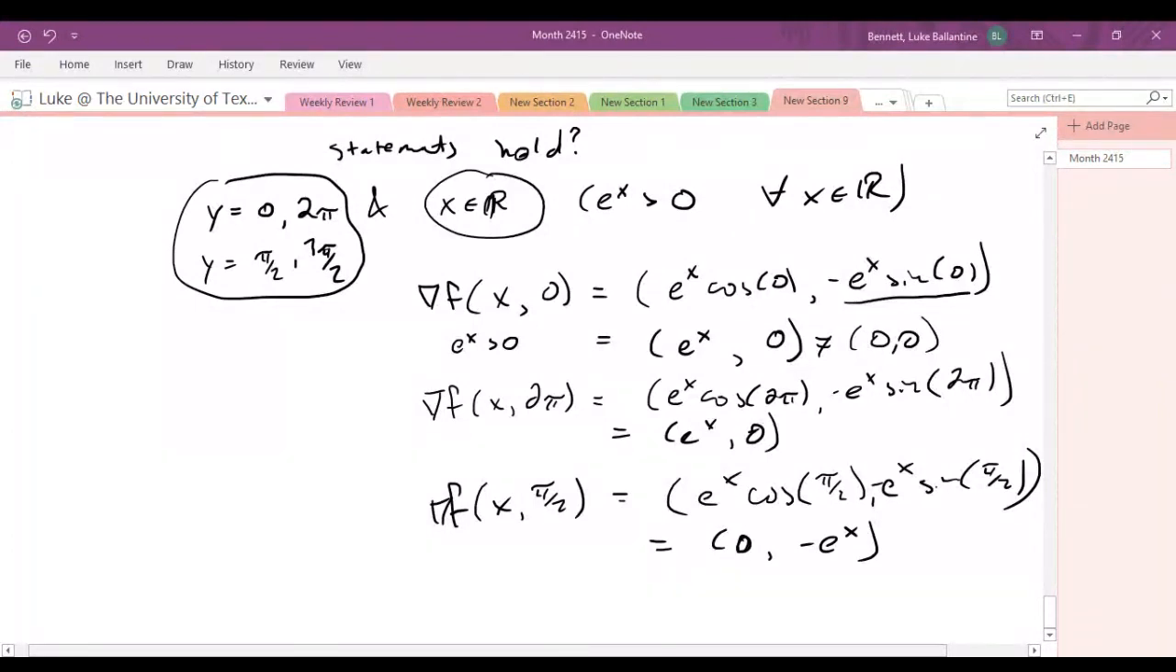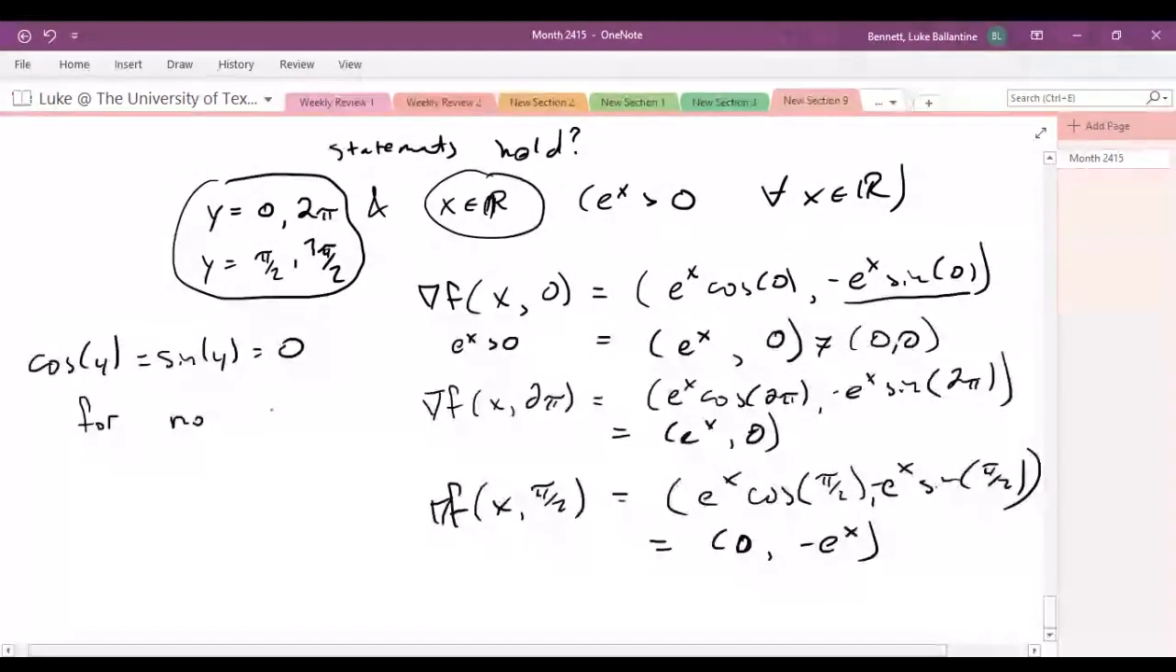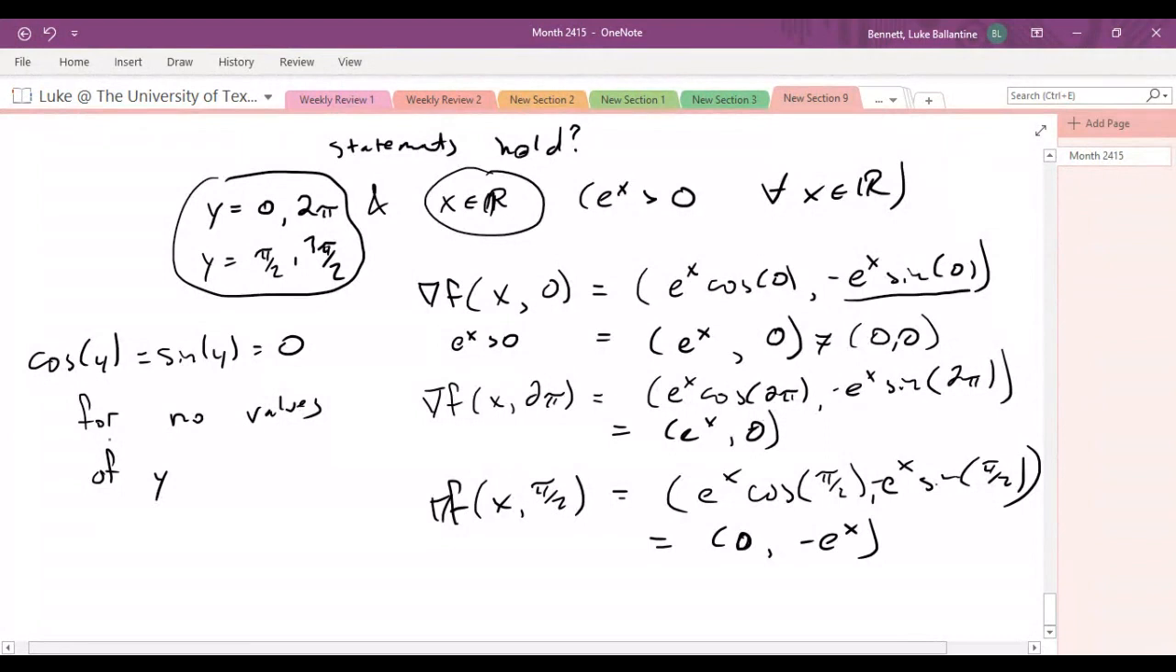Yes, always. Right? It's just that we don't have any y that we can plug in to make cosine equal sine equals 0. So cosine of y equals sine of y equals 0 for no values of y. We can make one of them 0, but then the other one would be 1 or negative 1.